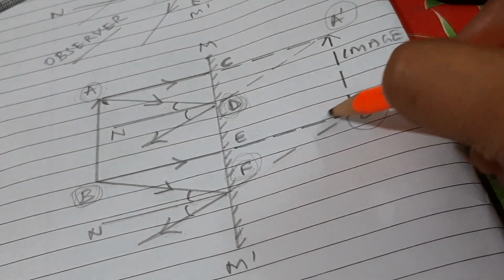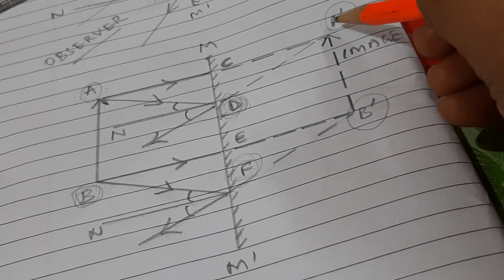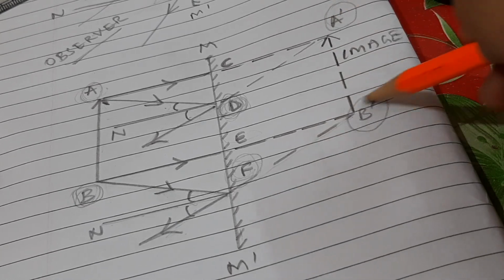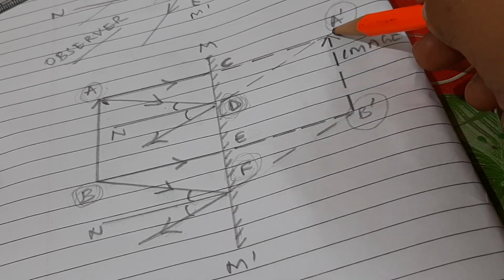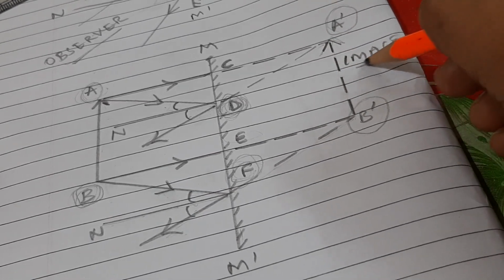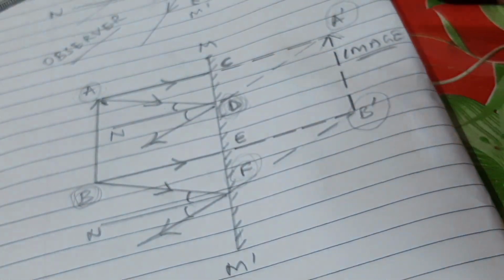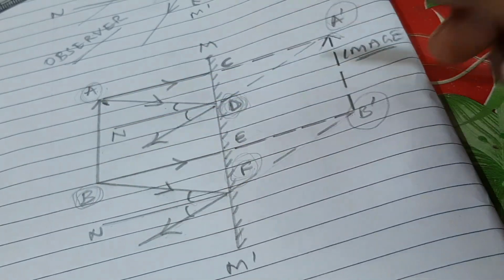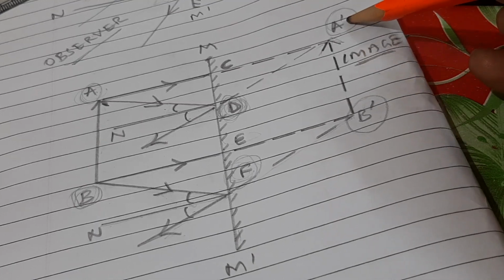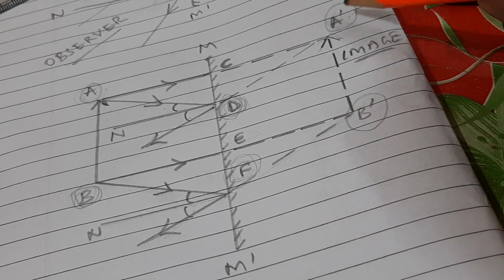So we extend the incident ray as well as the reflected ray towards the back side of the mirror, so that we get 2 points, A dash and B dash, and when we join them through a dotted line with an arrowhead directed upwards, we get an image of this object, which is AB. So this extended object AB forms an image, the extended object image A dash B dash, towards the back side of the mirror. It is shown as a dotted line because it is not a real image.